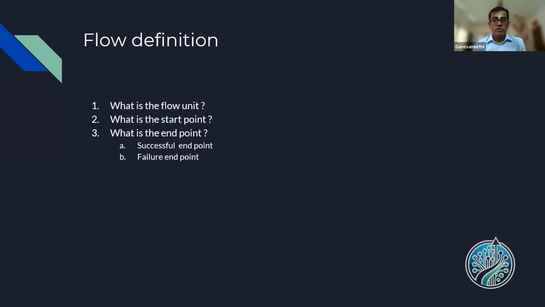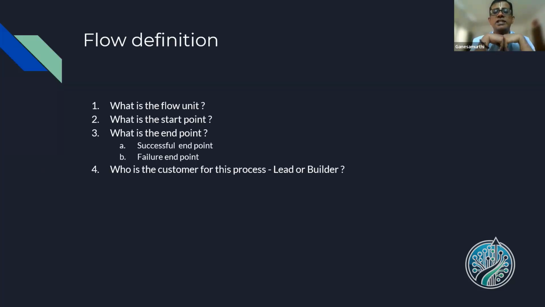You get a flow. So this definition is extremely important for you to make things easier for your people to understand. You with me? And this is what I did. Yes. Right? Then who is the customer for this process? Then the fourth question that you need to answer is, who is the customer for this process? Is it the lead, the person who gave the number, or is the builder?